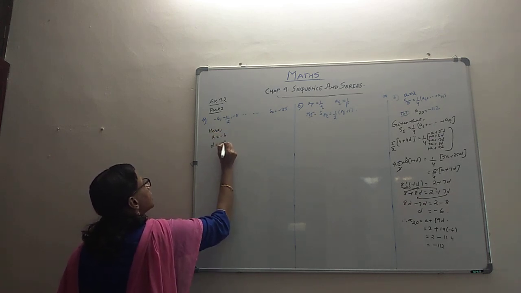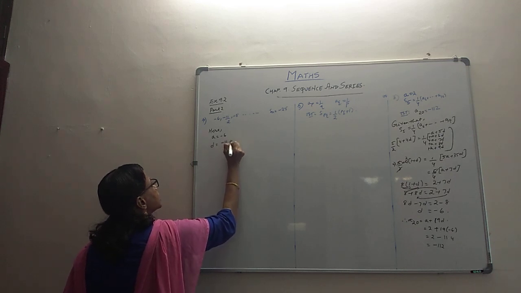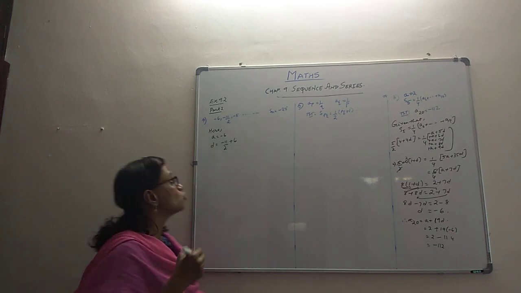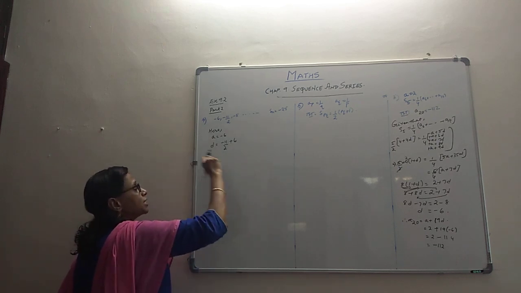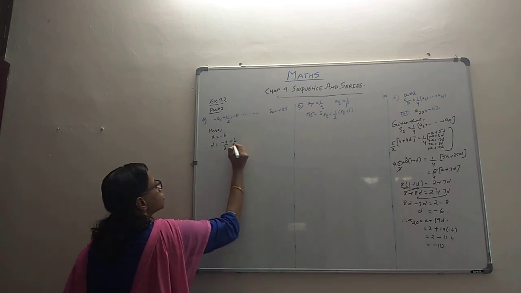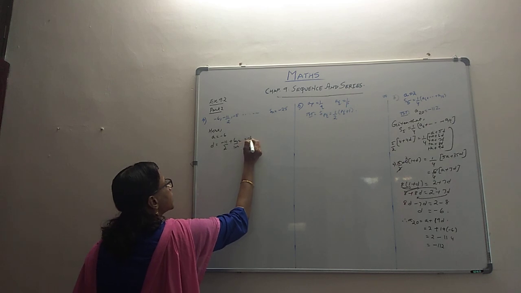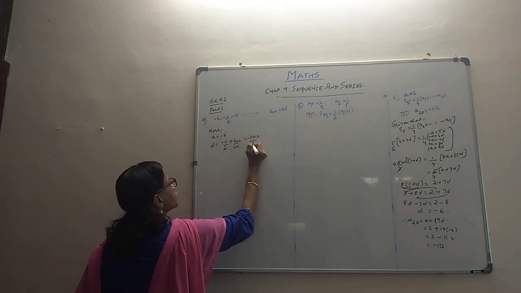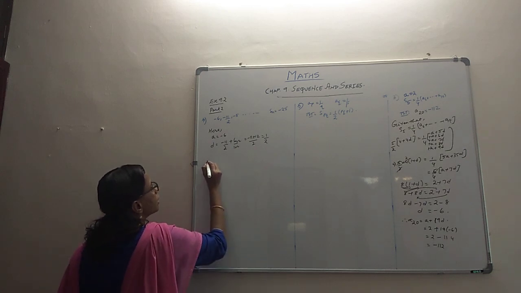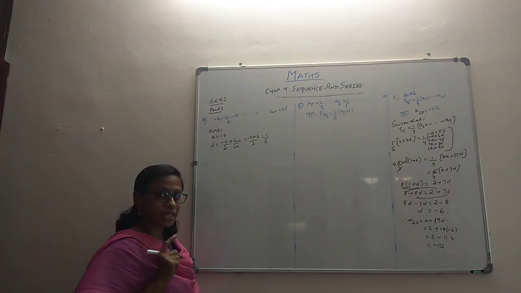What is our d? Minus 11 by 2 minus of minus 6, because we write a2 minus a1. So a2 minus a1 means minus from the formula, and minus of this number together will make it plus. In order to simplify this into 2 to get the proper denominator, it is minus 11 plus 12 by 2, that's half. So d works out as half. You need to know what is n from the given Sn.